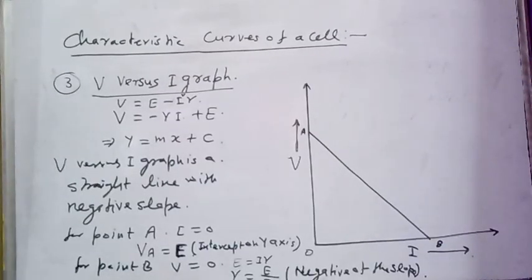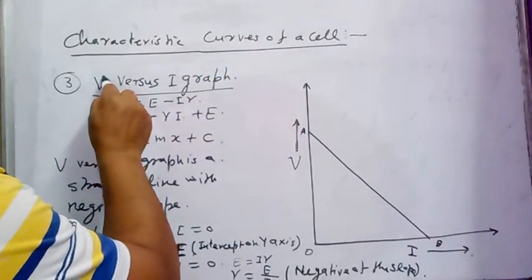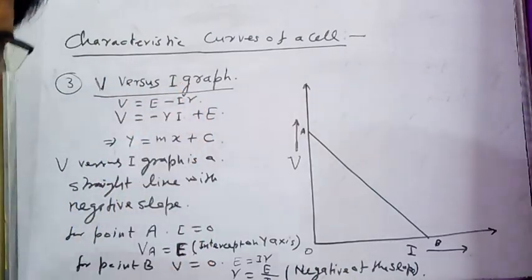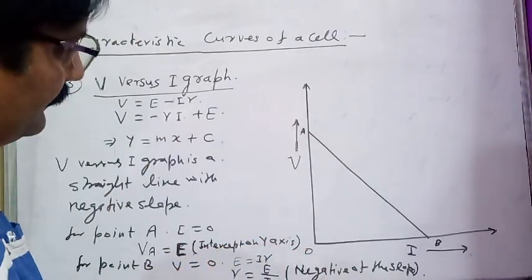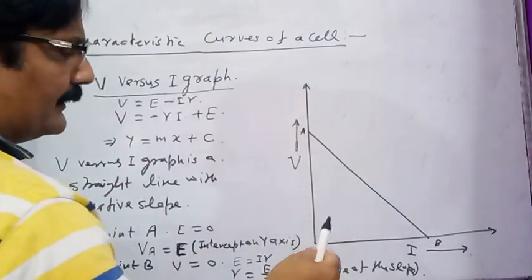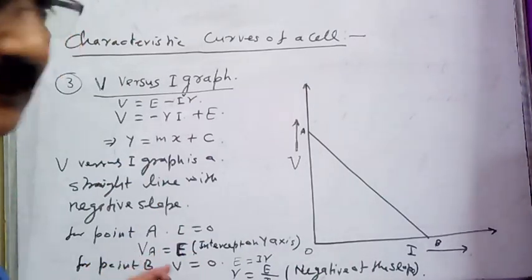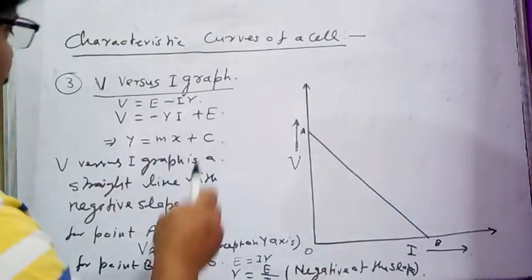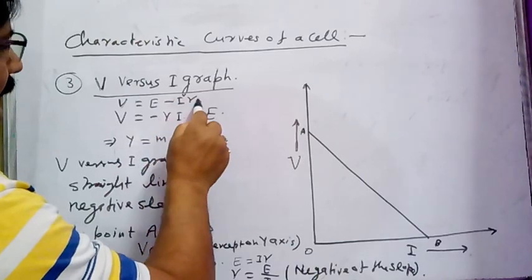So students, this is the third characteristic curve of the cell. This curve is V versus I, meaning cell terminal potential versus current in the circuit. If you refer to the diagram in the previous video, towards its end, one cell was connected in an external circuit with external resistance capital R, and the internal resistance of the cell is small r. So if you see the relation, cell terminal potential V is equal to E minus I into the internal resistance of the cell.